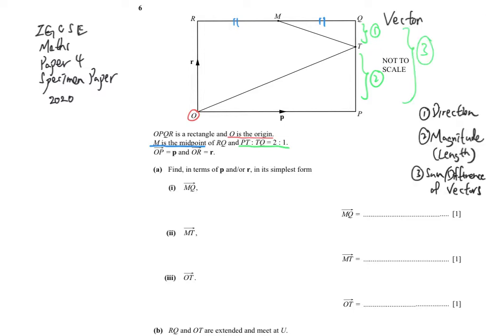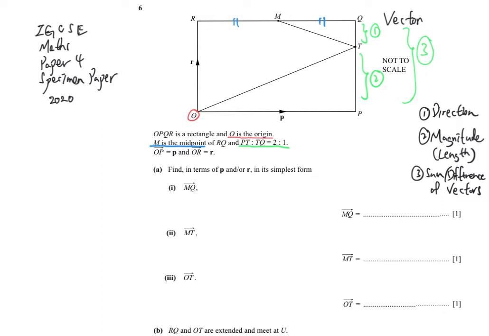For a vector, you need to think about 3 things. First of all is the direction. It is from, for example, left to right or right to left, or from down to up or up to down. And then you need to think about the magnitude. That is the length of the vector, so how long it is. And finally, if it is not a horizontal or a vertical line, you need to use the sum or the difference of 2 vectors to represent it. So let's take a look at part A1, the vector MQ.